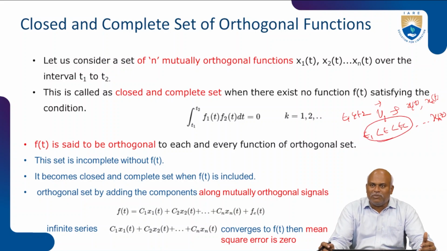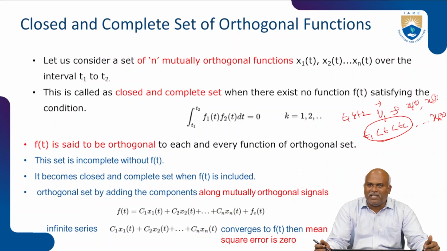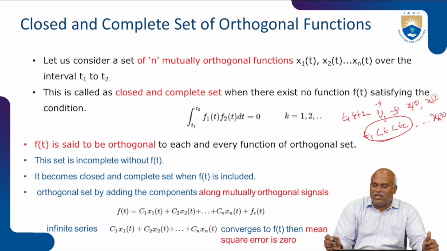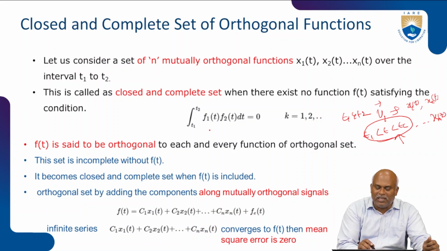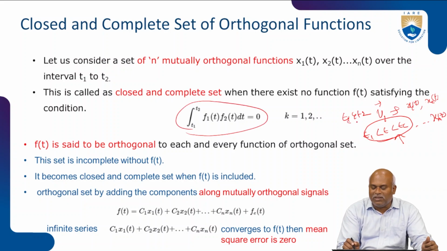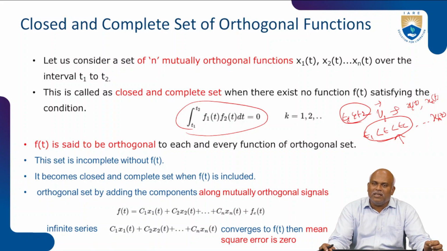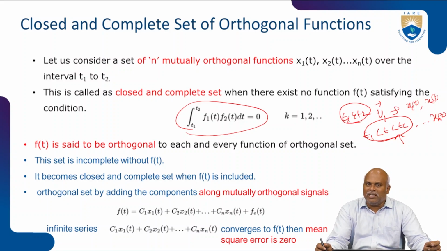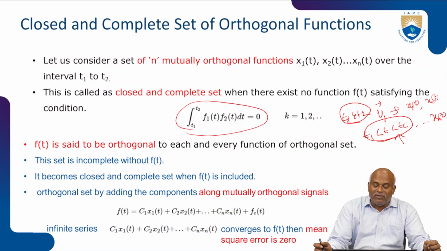So we take some duration of interval, in between which multiple inputs are present, that is x1 of t, x2 of t, up to xn of t. Those signals are represented as mutually orthogonal. That case is called a closed and completed set when there exists no function f of t satisfying the condition: the integration from T1 to T2 of F1 of T times F2 of T dt is equal to 0. We take those two functions, F1 of T and F2 of T, and the integration value with respect to T is equal to 0. Then f of t is said to be orthogonal to each and every function of the orthogonal set. This set is incomplete without f of t. It becomes a closed and completed set if f of t is included.